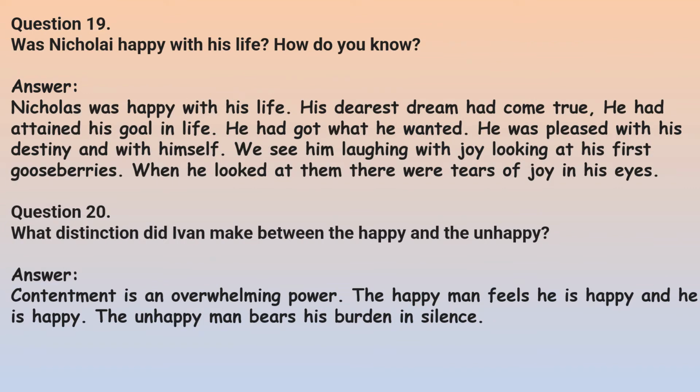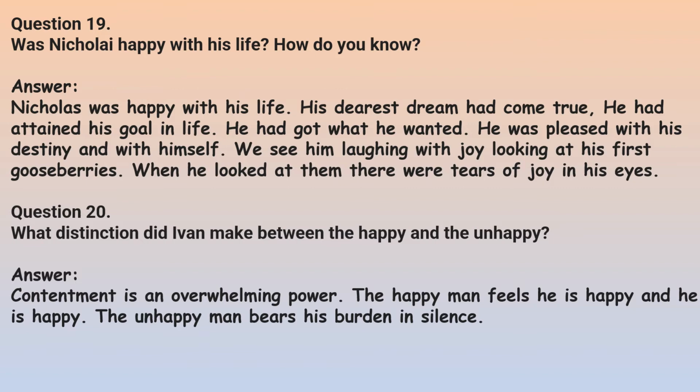Was Nikolai happy with his life? How do you know? Nikolai was happy with his life. His dearest dream had come true. He had attained his goal in life. He had got what he wanted. He was pleased with his destiny and with himself. We see him laughing with joy looking at his first gooseberries. When he looked at them, there were tears of joy in his eyes.